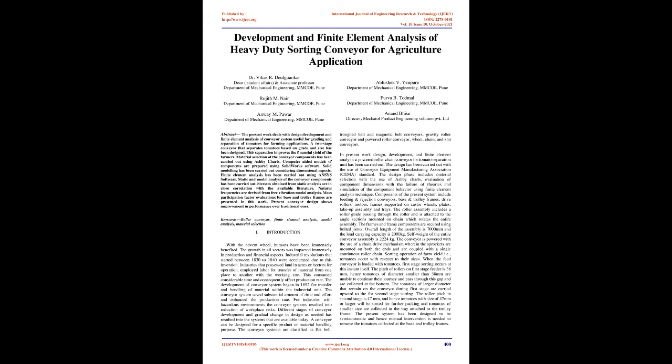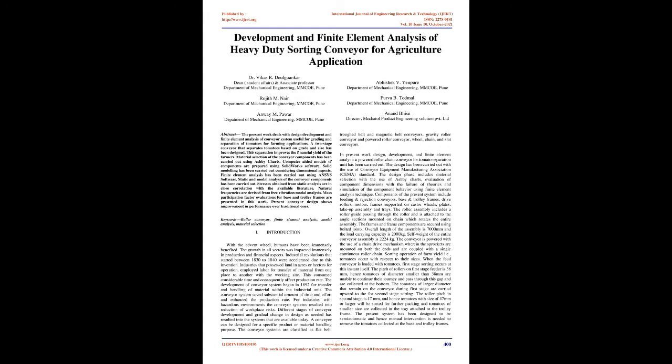Trough belt and magnetic belt conveyors, gravity roller conveyor and powered roller conveyor, wheel, chain, and slat conveyors. In the present work, design, development, and finite element analysis of a powered roller chain conveyor for a tomato separation unit has been carried out. The design has been carried out with the use of the Conveyor Equipment Manufacturers Association, CEMA, standard. The design phase includes material selection with the use of Ashby Charts, evaluation of component dimensions with failure theories, and simulation of the component behavior using finite element analysis technique.